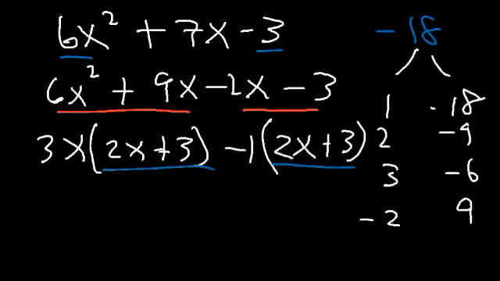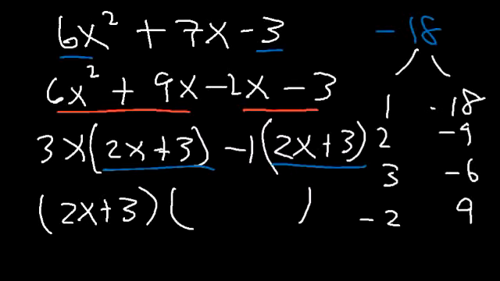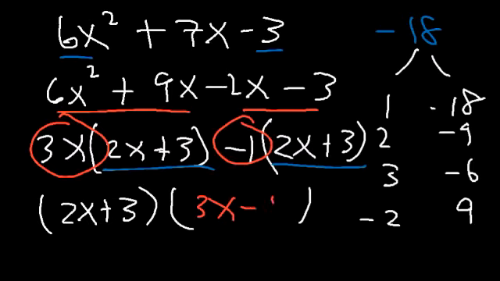Because these two terms are identical, we know we are on the right track. And what goes in the next factor is what we see on the outside, the 3x and a negative 1. And so that's how you can factor a trinomial where the leading coefficient is not 1.